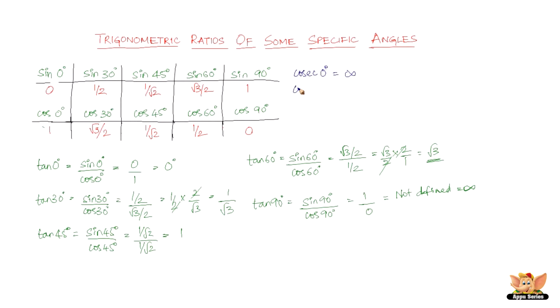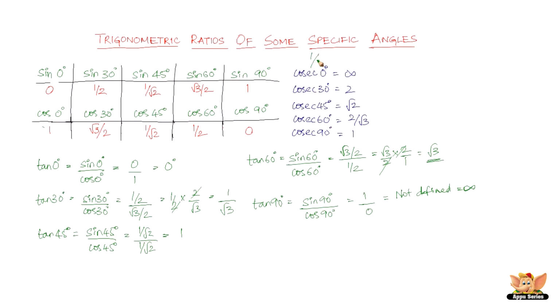Cosecant of 30 degrees is going to be the inverse of sine 30, which is equal to 2. Cosecant of 45 degrees is going to be the inverse of sine 45, that is going to be root 2. And cosecant of 60 degrees is going to be the inverse of sine, it's going to be 2 by root 3. And cosecant of 90 degrees is going to be the inverse of sine, so it's going to be again just 1, because 1 by 1 is 1.